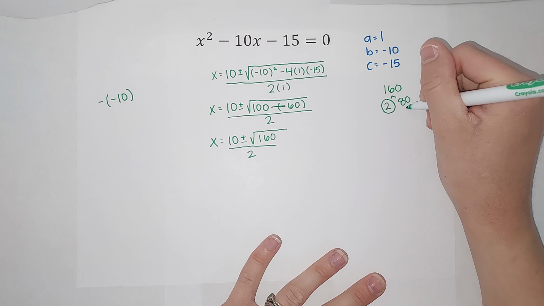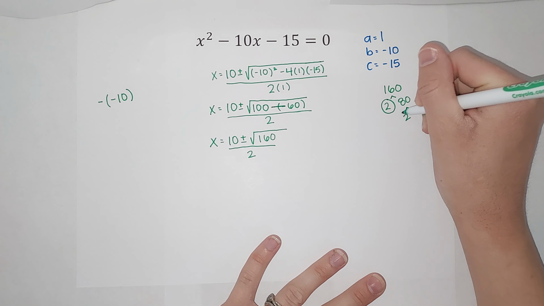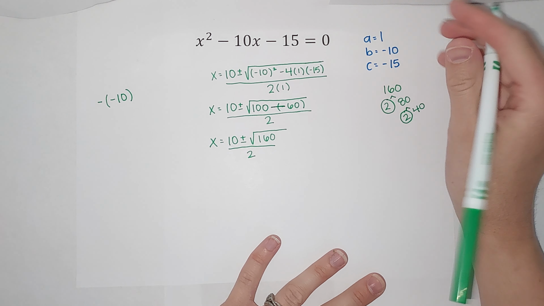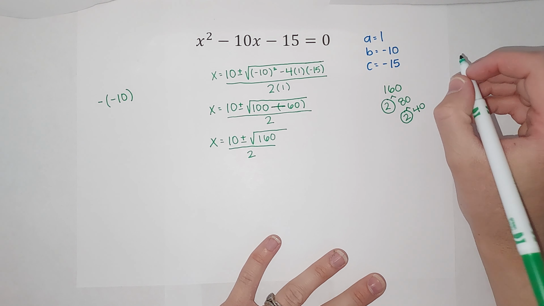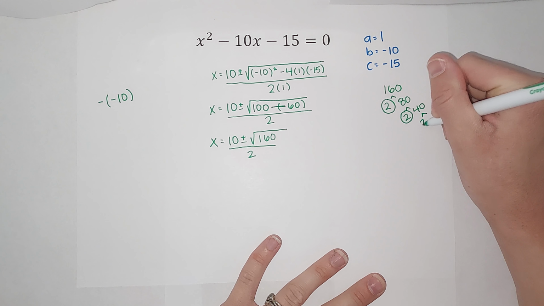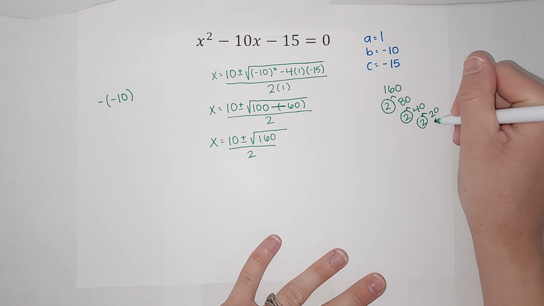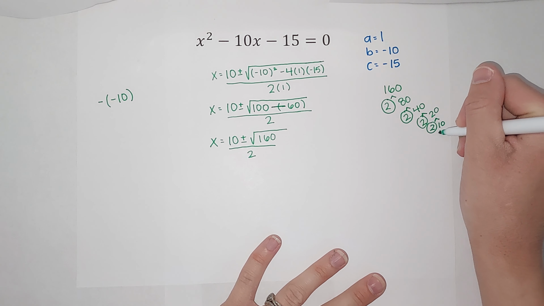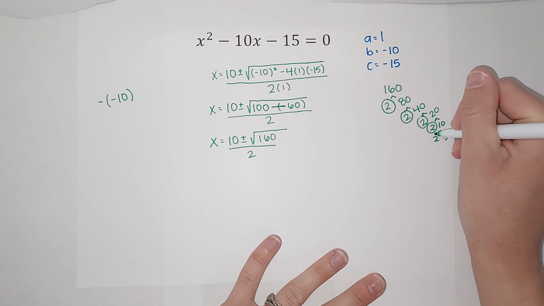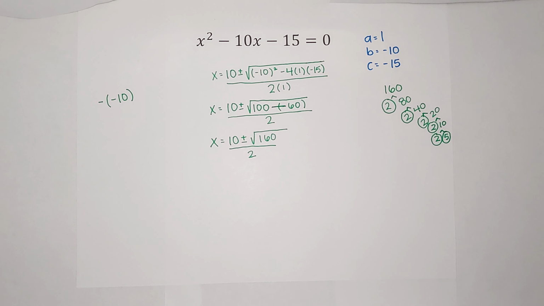Then I'm going to break down 80, which could be 2 times 40. If you broke that up into 8 times 10 and keep breaking it down, you'll end up with the same answer as me. Now 40 can be broken into 2 times 20, and 20 gives me 2 times 10. 2 is prime, 10 is 2 times 5, and both of those are prime. So the prime factorization of 160 is 2 times 2 times 2 times 2 times 2 times 5.